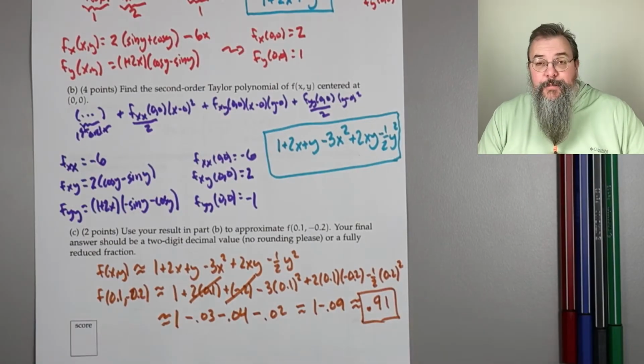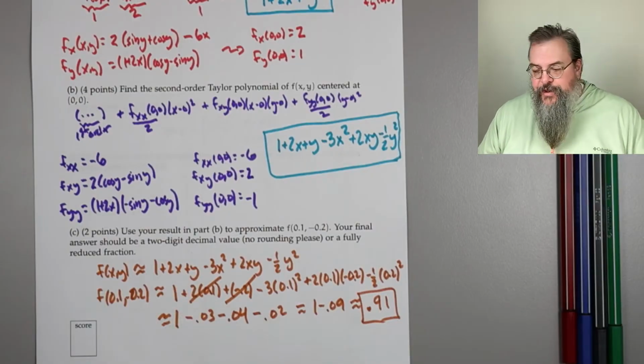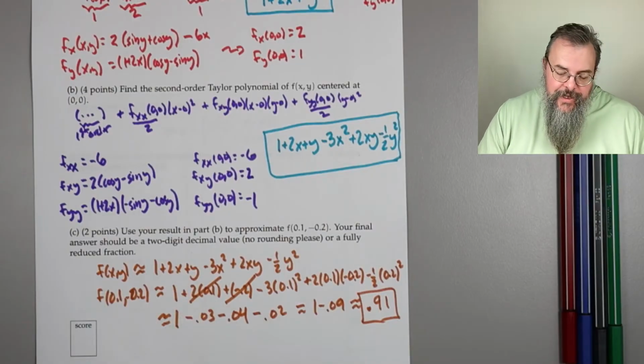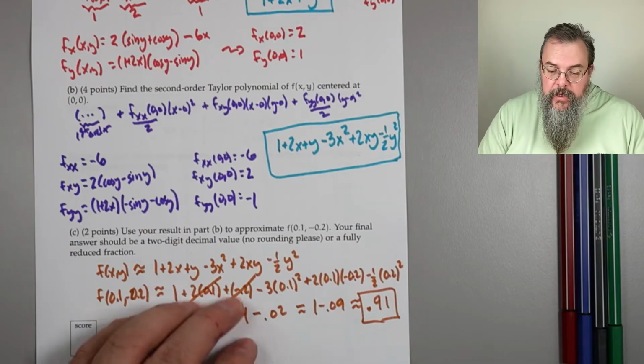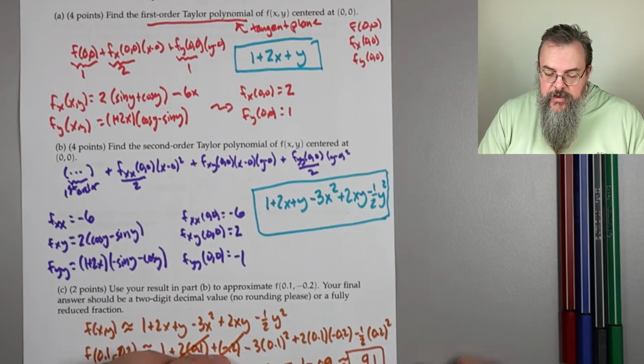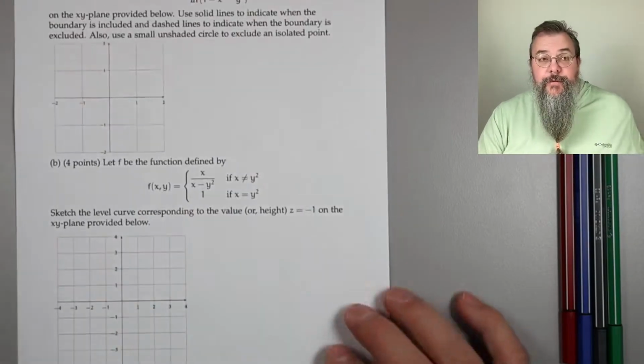And that's our approximation. And it's a nice 2-digit decimal value. No rounding, we never round it. And okay, there we go. Well, okay. It is an interesting number. Yes, but for us, we need to keep going.